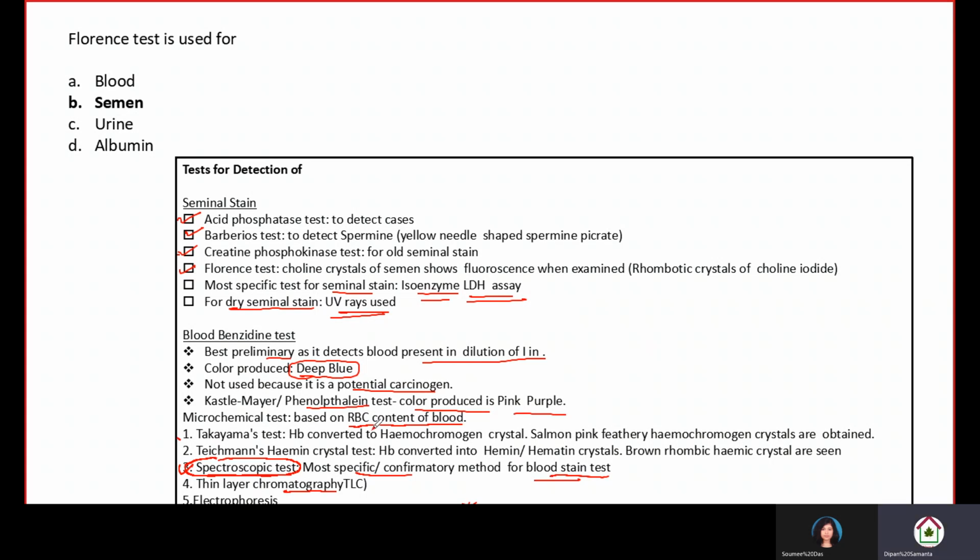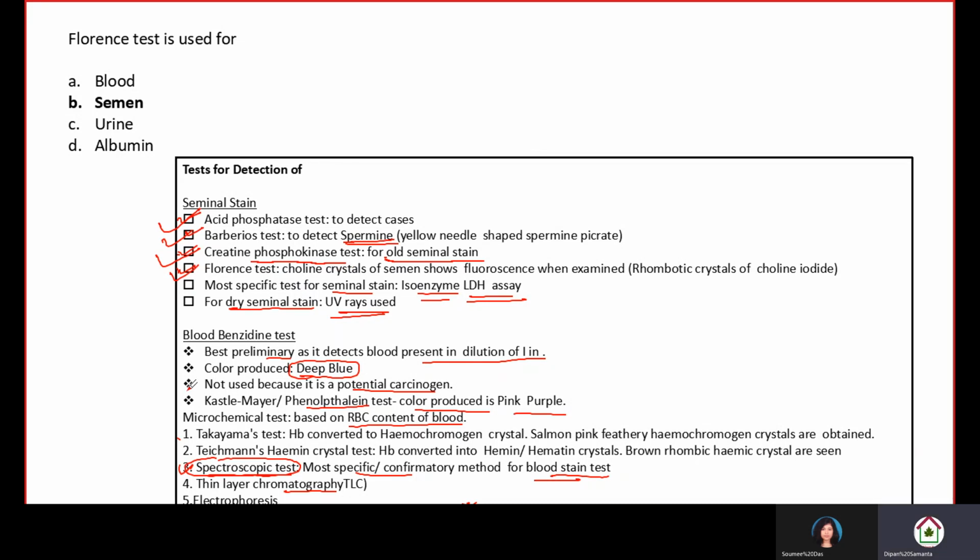So the most important things: fluorescence, creatine phosphokinase, Barberio, acid phosphatase also. Barberio test detects what? Spermine. And for old seminal stain, creatine phosphokinase. So it can come like this: for old seminal stain, what test can be used? Acid phosphatase, Barberio, creatine phosphokinase, fluorescence.